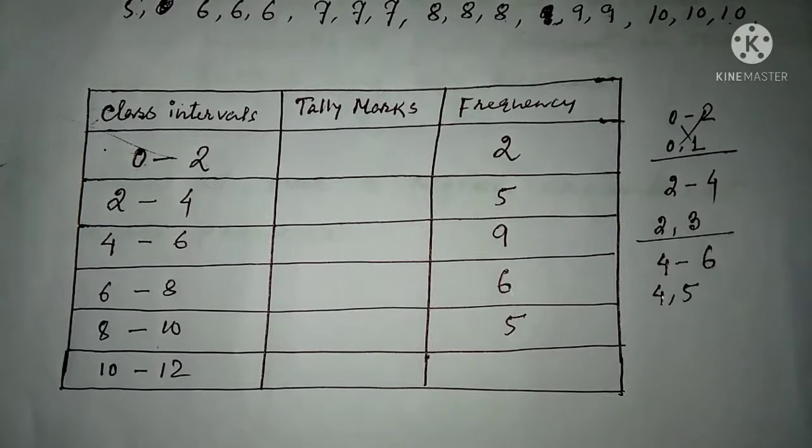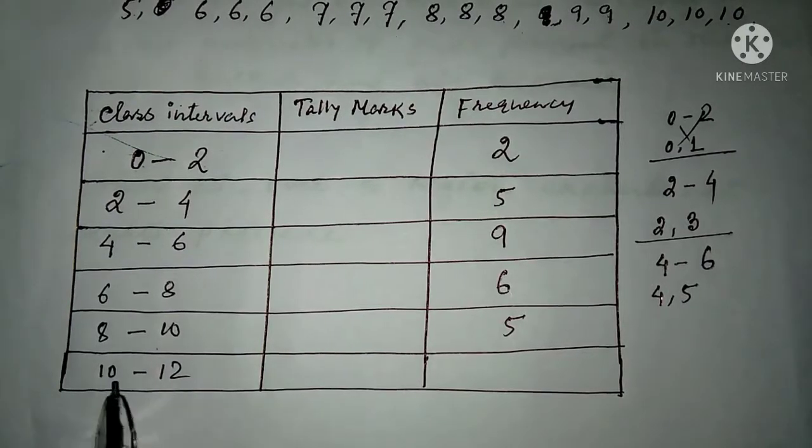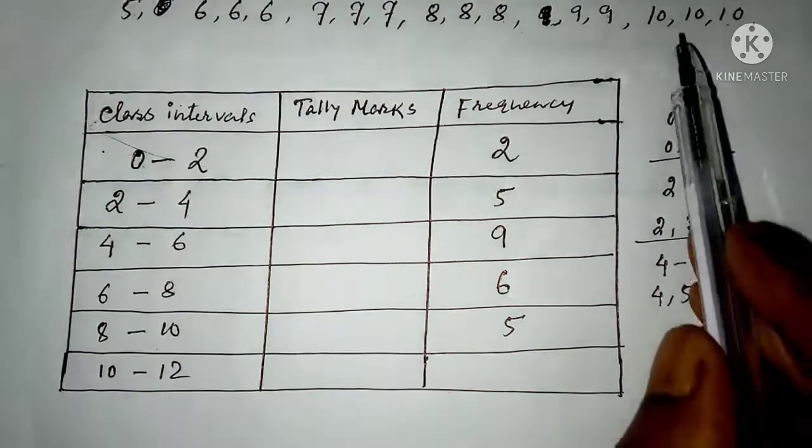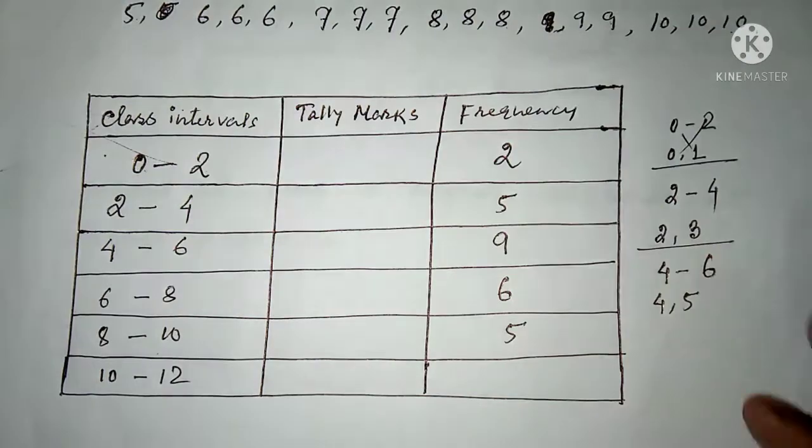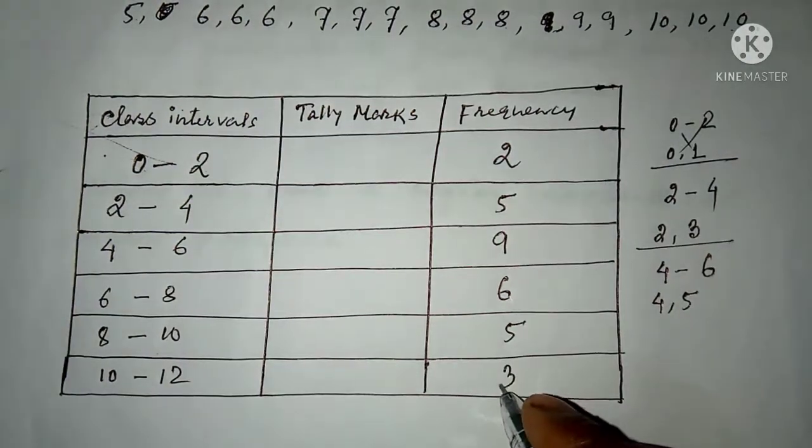Then lastly we have 10 to 12. So 10 to 12 means we need to count 10 and 11. But see, is there any 11? No, so you need to count 10 only. So 1, 2, 3, for how many times? It is 3 times.